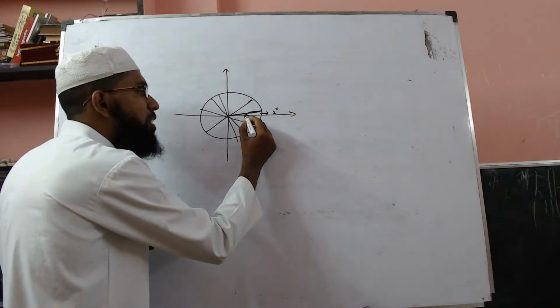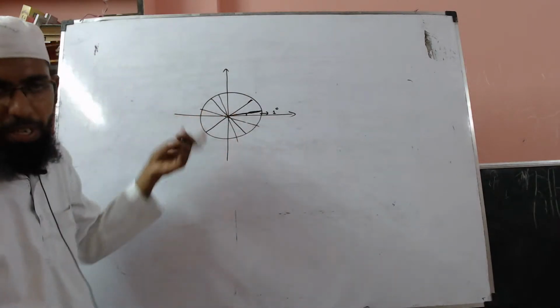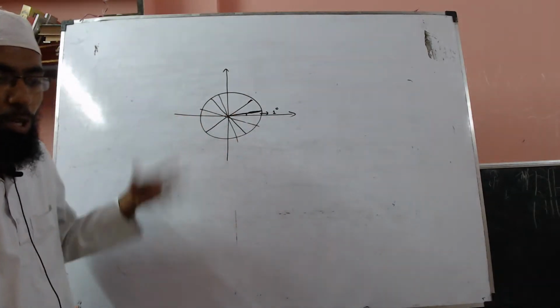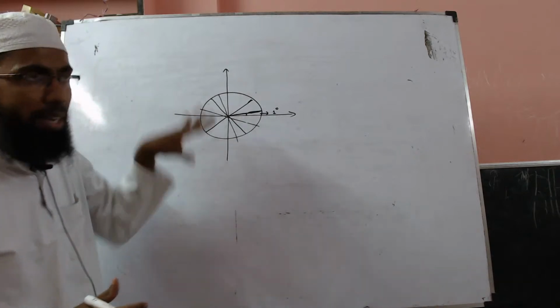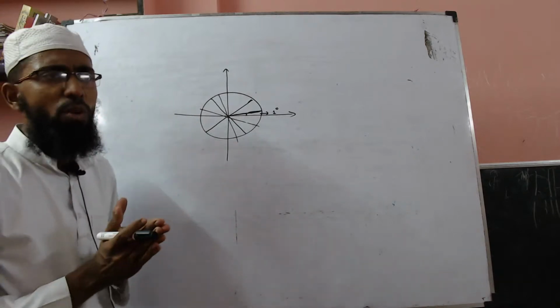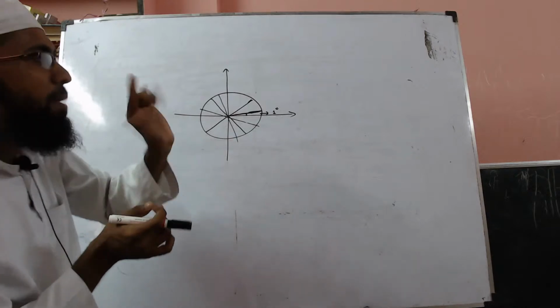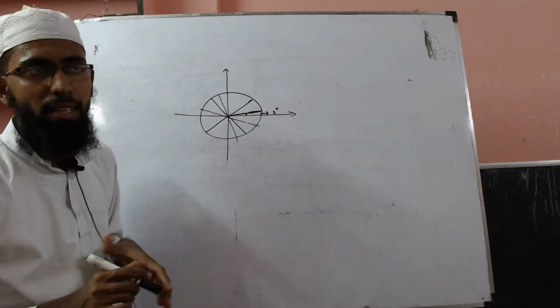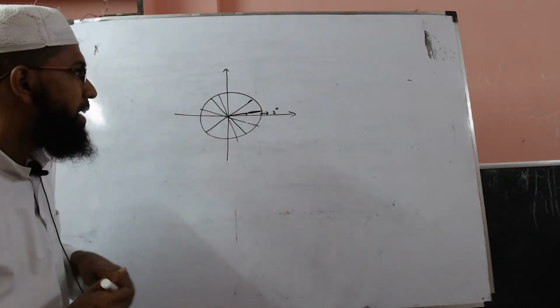Actually, I have not split it into 360 equal parts. It is not possible to draw the diagram now. After splitting it into 360 equal parts, we get a small measure. That measure we call 1 degree.